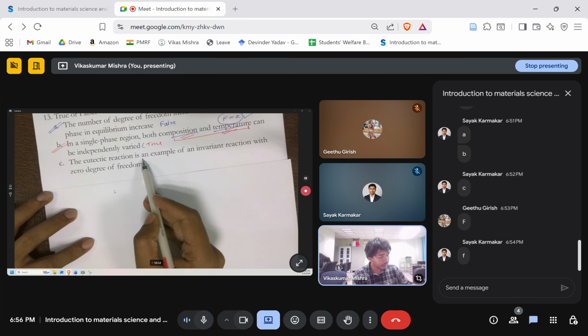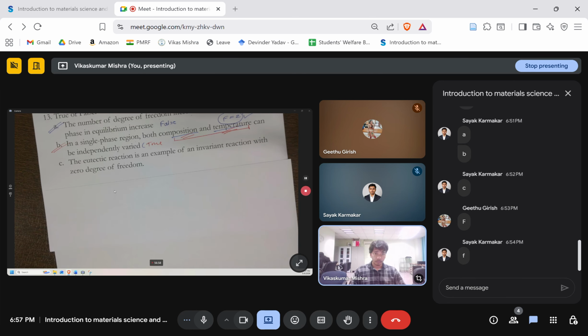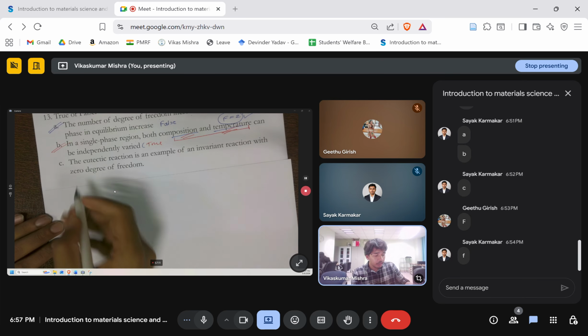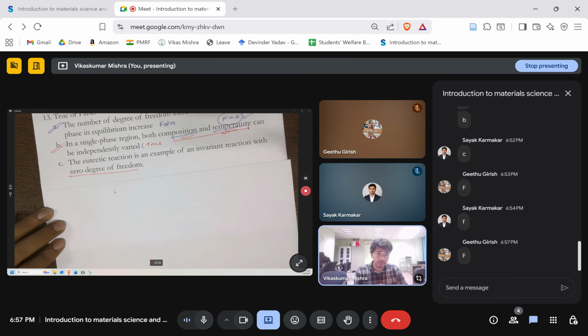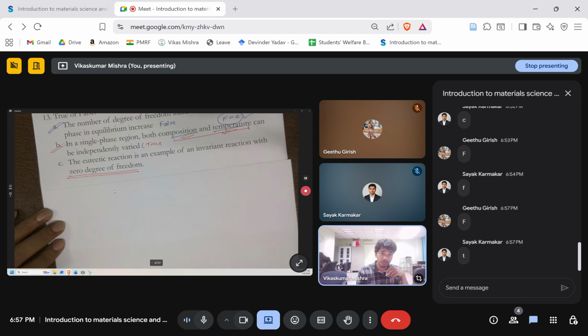The eutectic reaction is an example of an invariant reaction with 0 degree of freedom. Is it true or false? Very simple, right? The eutectic reaction is an example of the invariant reaction. The thing is 0 degree of freedom. At the eutectic reaction, the degree of freedom will be 0. It's true, right? Very good.